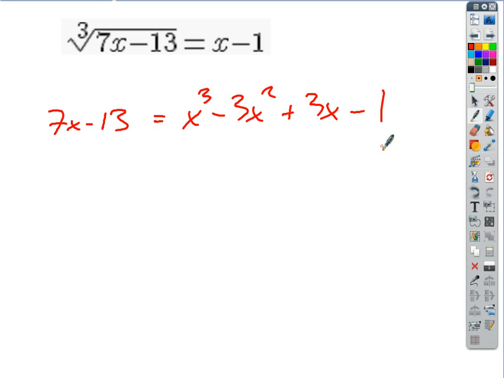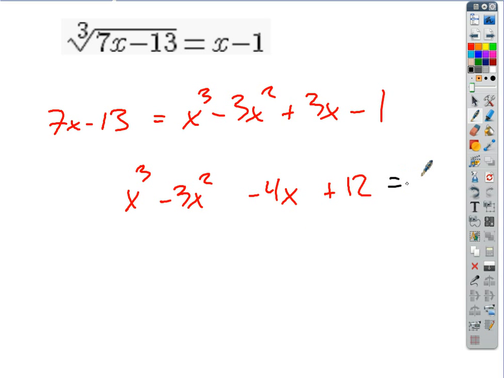Okay, subtract 7x, add 13. So that's going to give me x cubed minus 3x squared minus 4x plus 12. And then that whole thing would just be equal to 0, right?